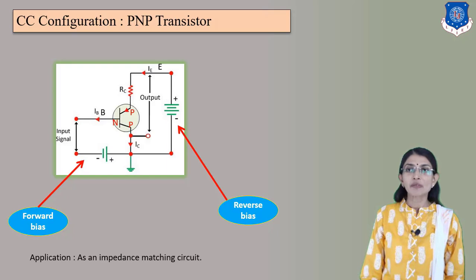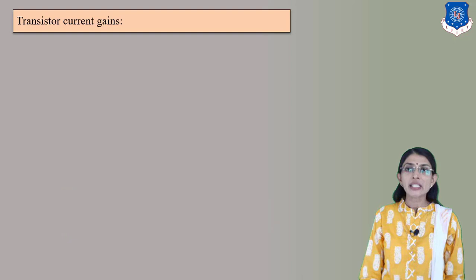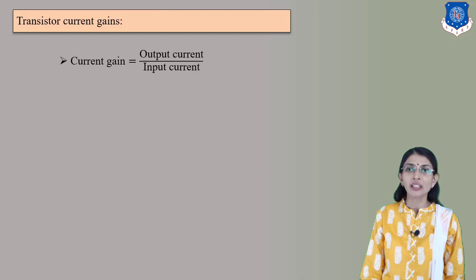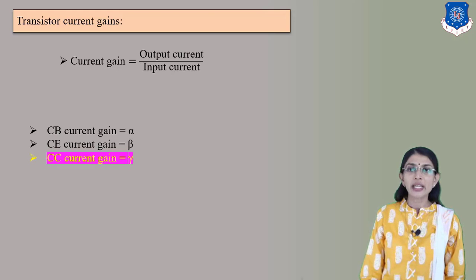The application of CC configuration is that it is widely used in impedance matching circuits. Also revise the transistor current gains whenever you are studying the configurations of any BJT. The current gain is nothing but the ratio of output current to the input current. According to the current gain, we define different current gains for different configurations. For CB, current gain is denoted by alpha. For CE, current gain is denoted by beta. And for CC, as per today's lecture, it is defined by gamma.